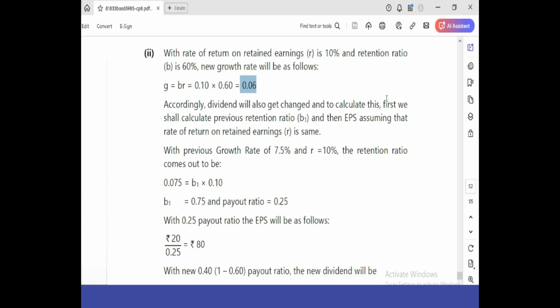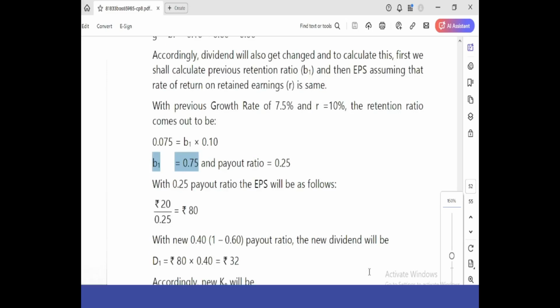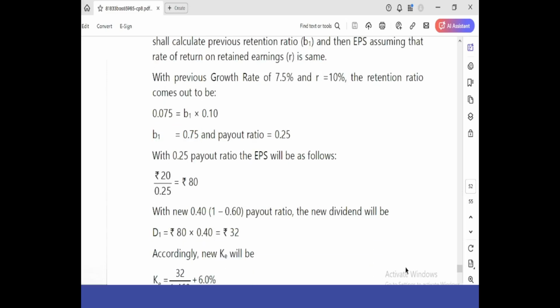0.075 equals the retention ratio, which I don't know, times 0.1. If I solve this, I get 0.75, or 75% of the earnings are retained. That means the balance, 25%, represents what? The dividend payout. So 75% is the retention ratio, and 0.25 is the dividend payout.